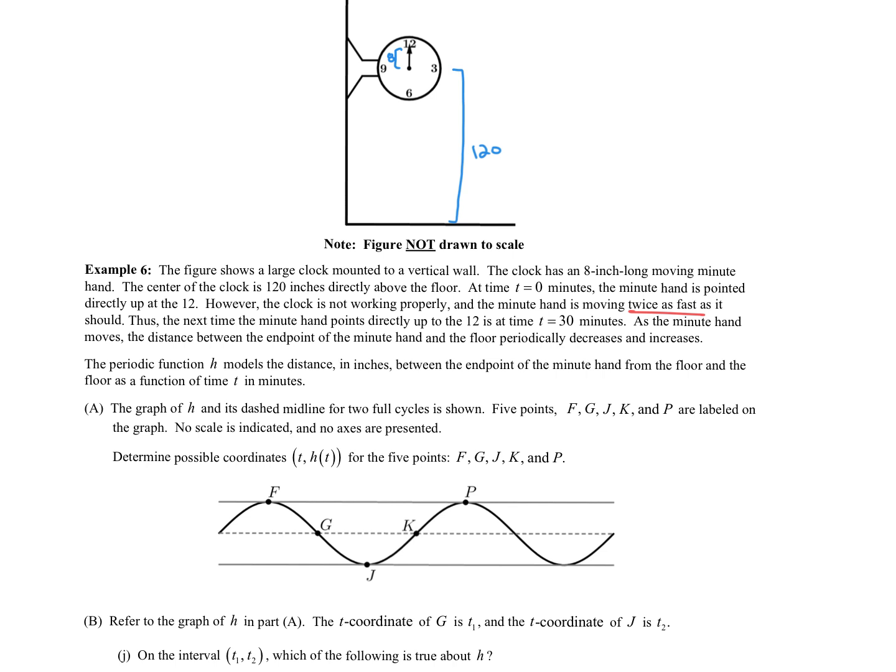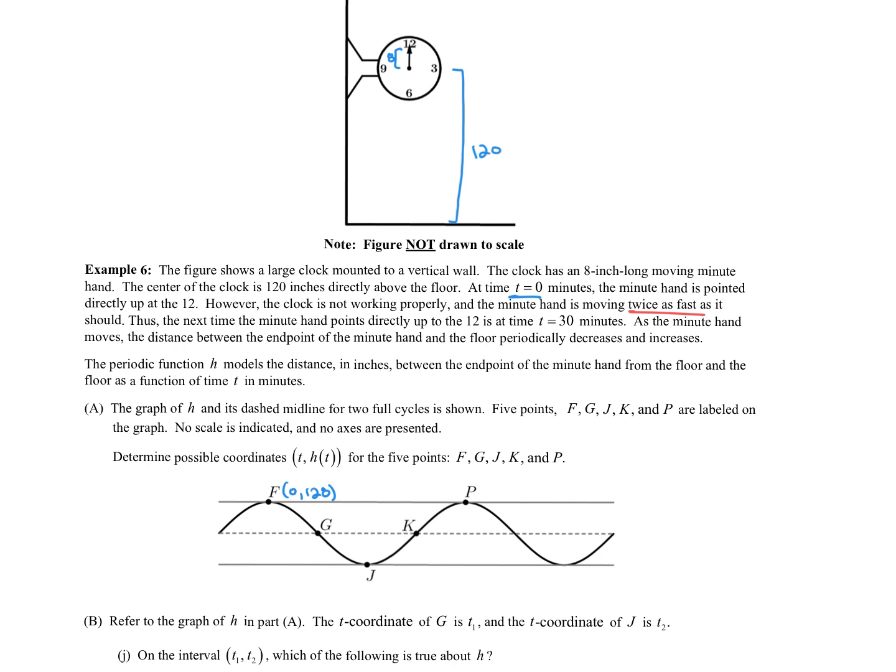All right, so we need to figure out T and H of T values for F, G, J, K, and P. And we kind of talked about them, and you did very well going about it. And so F, what is going to be the T value in which F is? At time what? It starts at time what? 0. And so F is at time 0. And what is the height at time 0? 128. Is everybody following how we did that? So I'm furthest away at time 0, and it's 128 away from the floor.